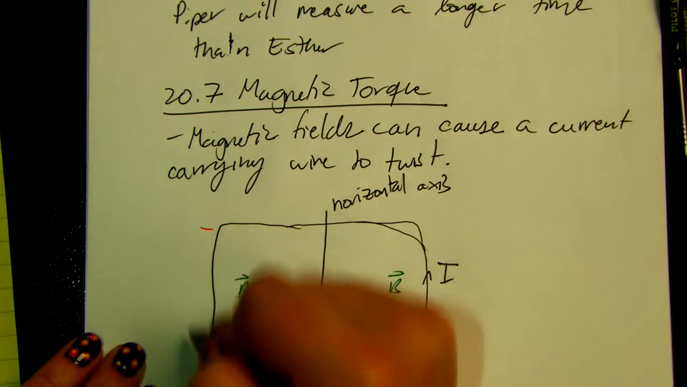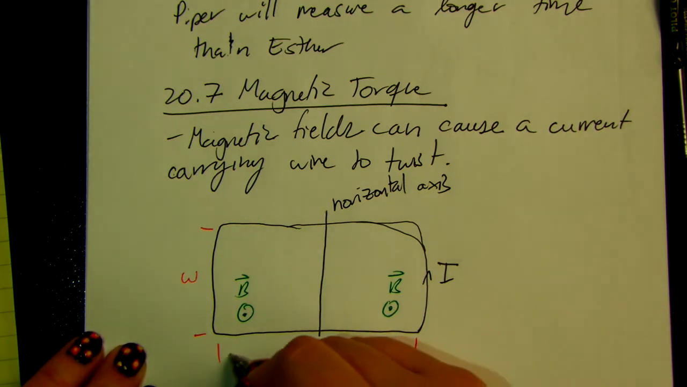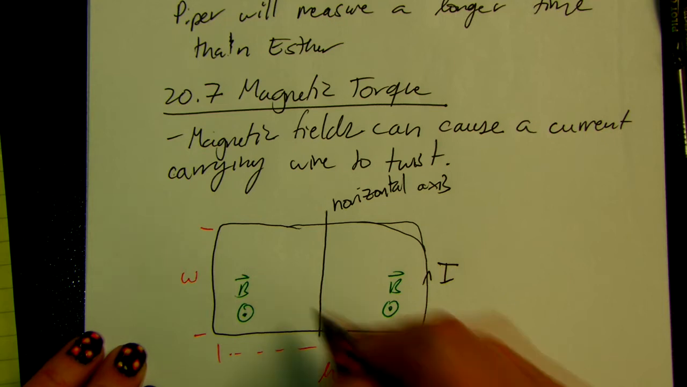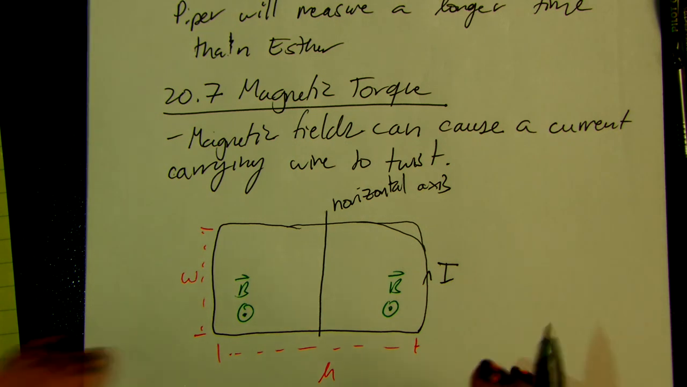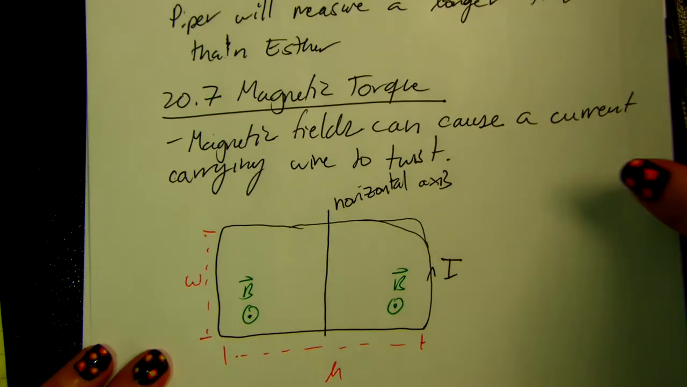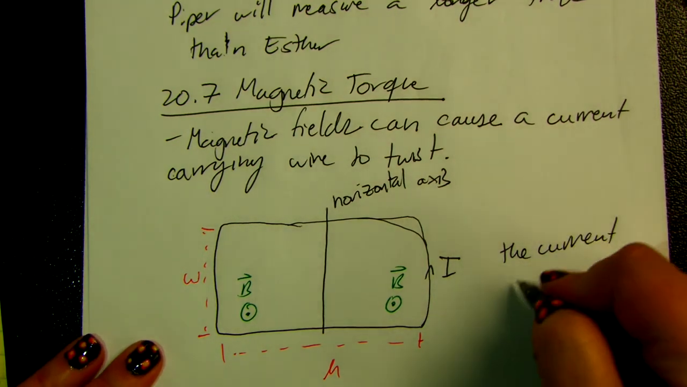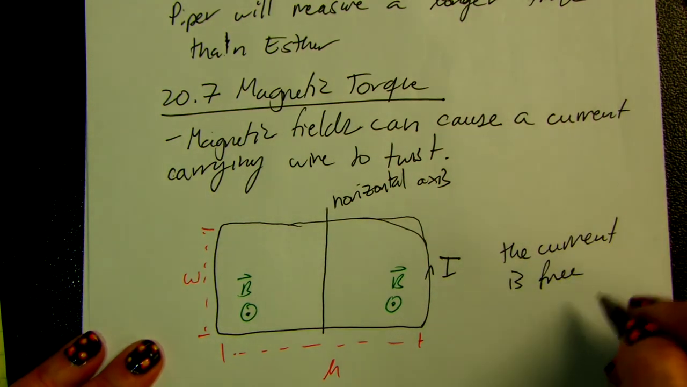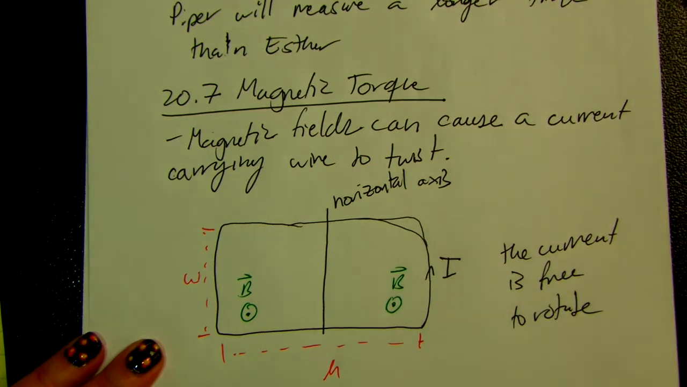And we have the width of this and the height. Okay, so current's running around, we've got a magnetic field, and let's start breaking the situation down. All right, so in this particular case, the current loop is free to rotate. So nothing is holding it in place. So if that magnetic field wants to rotate it, it's willing to go along with it.